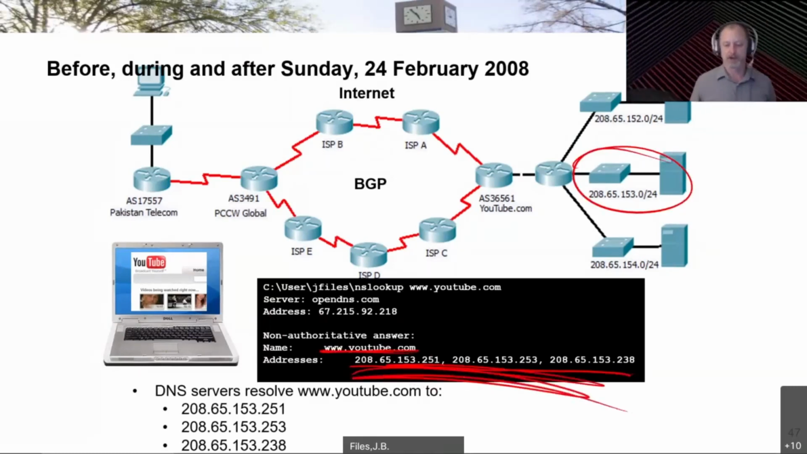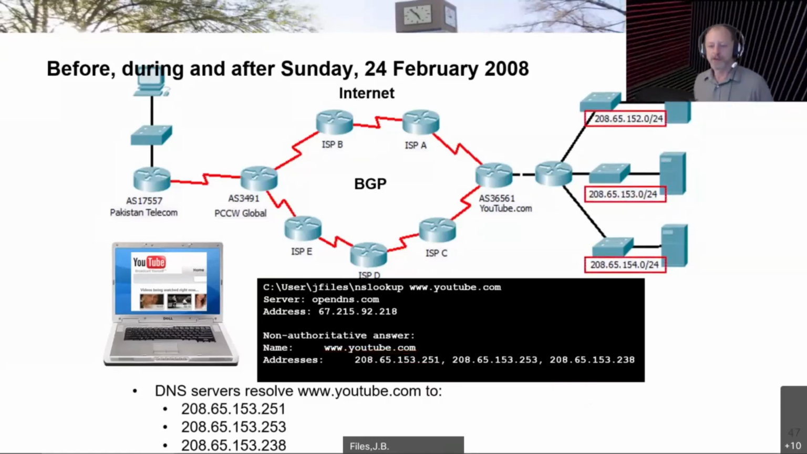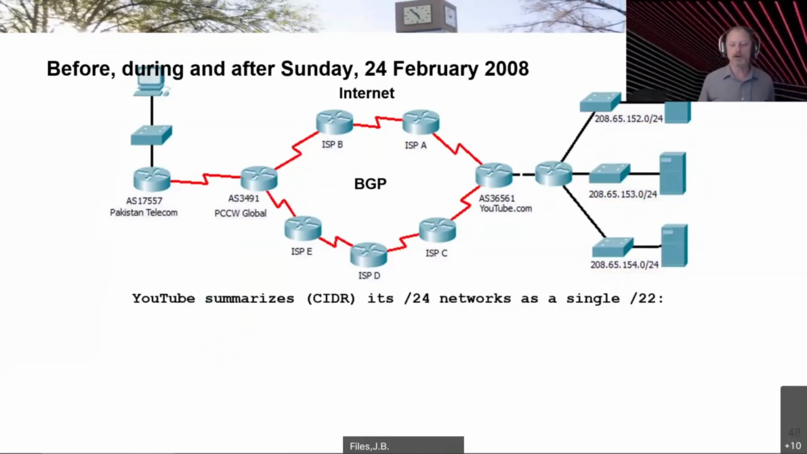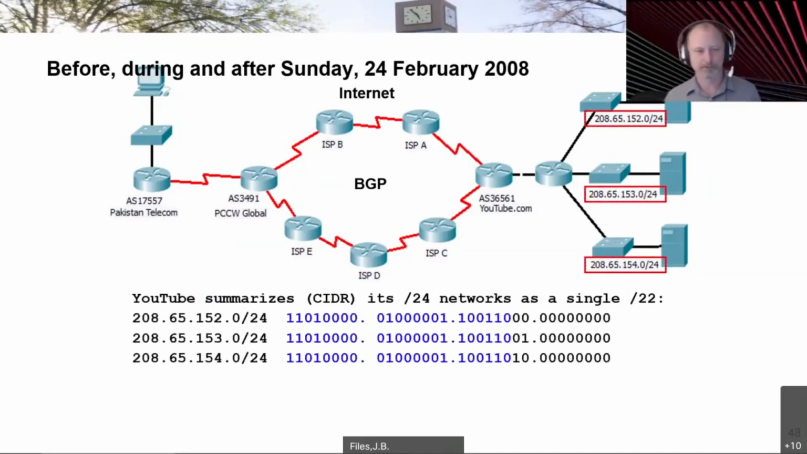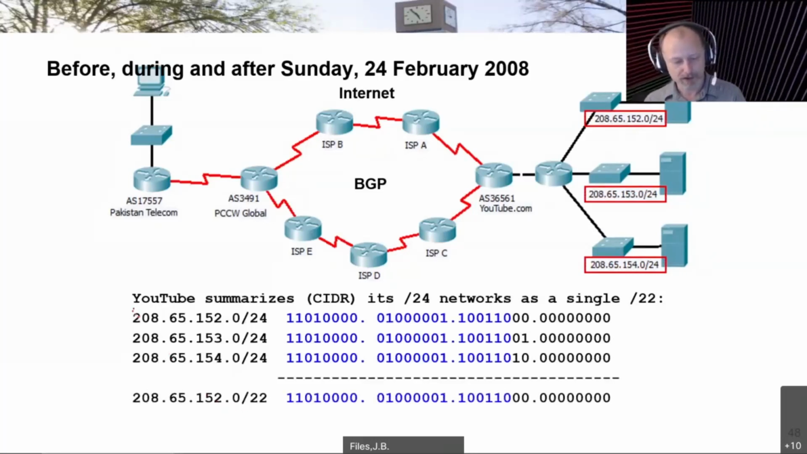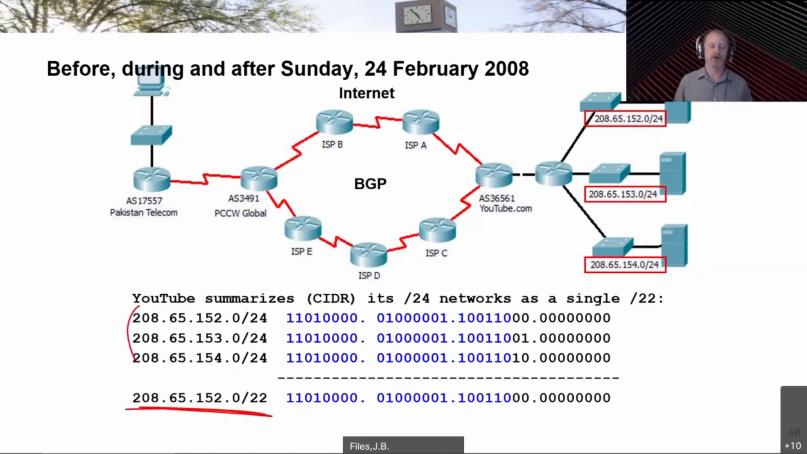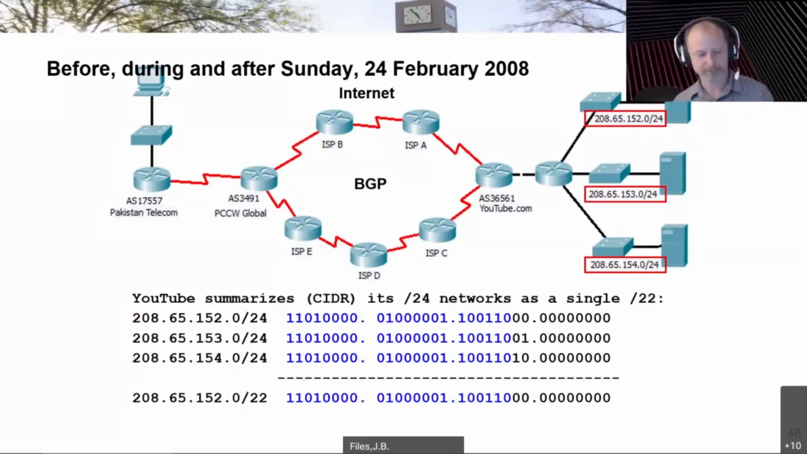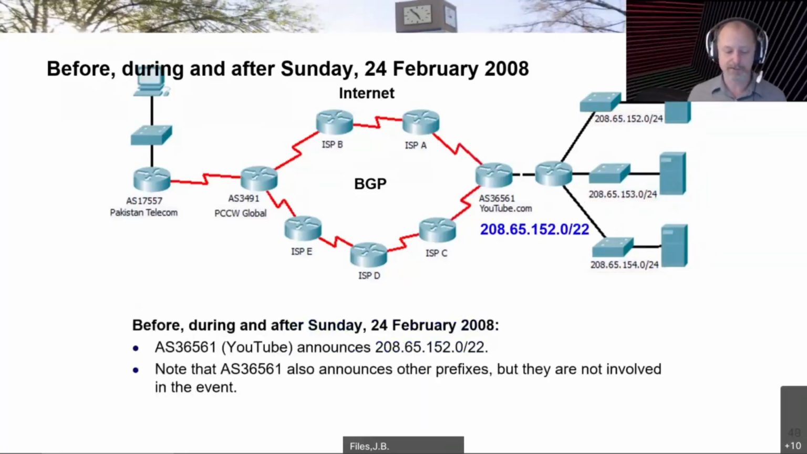We have these three /24s. Those /24s are going to be summarized into a single /22. So all three of these are advertised as 208.65.152.0/22. And so YouTube advertises that around.